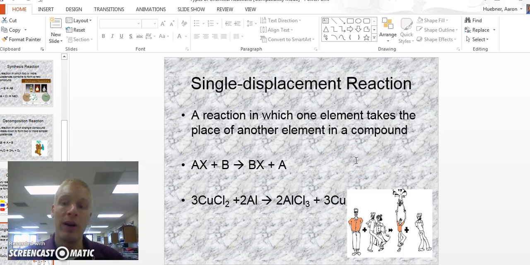It's kind of like going to prom, stag, and then there's this couple that goes, and the guy who went stag boots out the other guy and leaves with the date. Same type of deal, single replacement reaction. Right here we have aluminum and copper chloride, and we're going to go into this in more detail in a different video on how to predict products of a single replacement reaction.